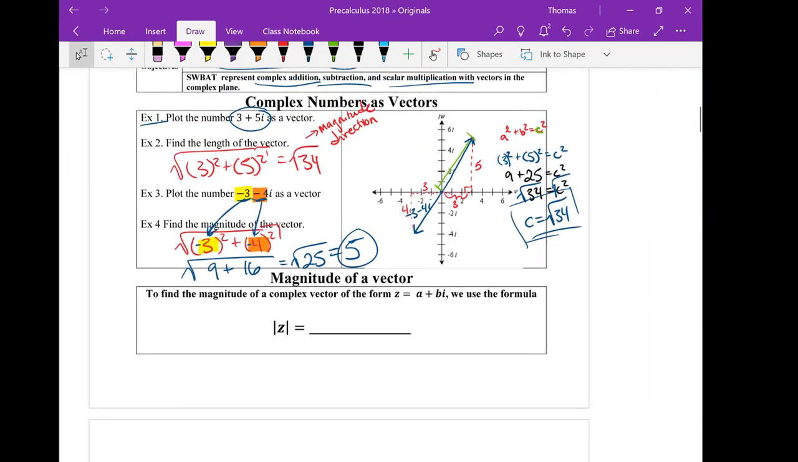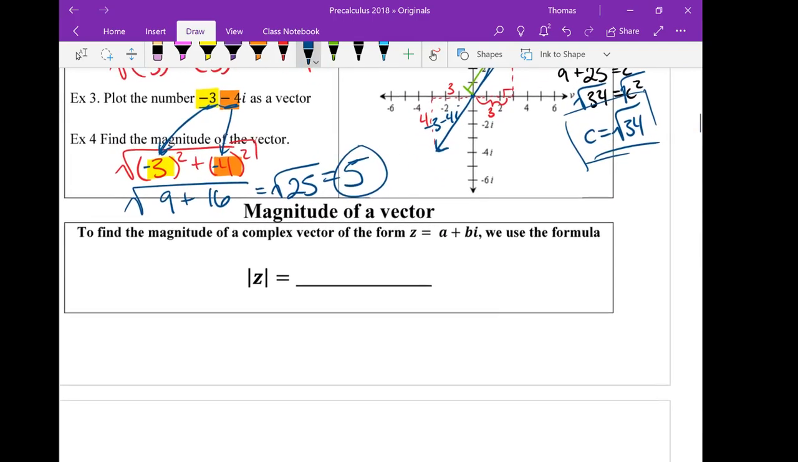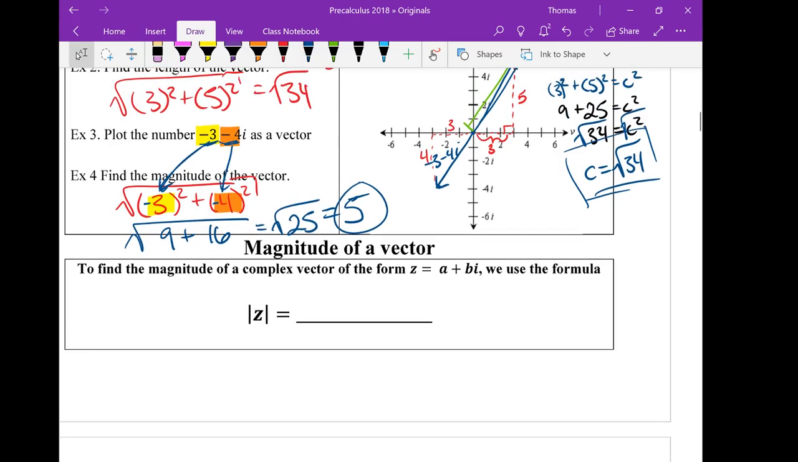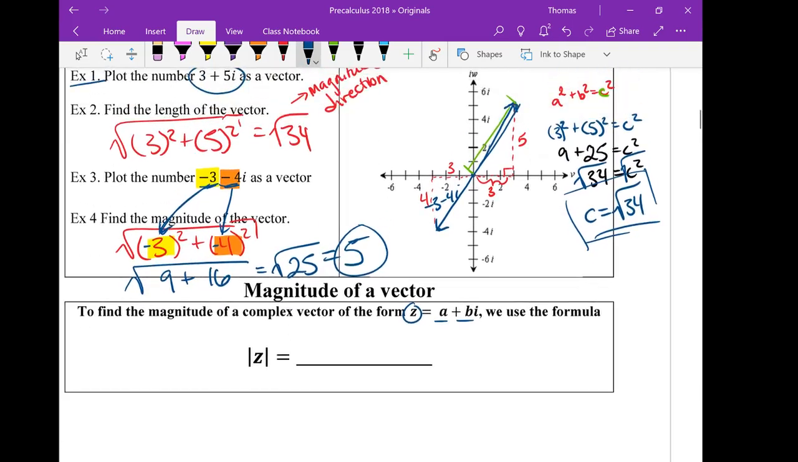So plotting vectors is really straightforward. It's really just drawing an arrow from the origin to the point, and then finding the magnitude. We have a formula now. For any vector of this form, z equals a plus bi, we can use the formula. In every case, we use the square root, and then we plug in 2 values, squared, and the 2 things we can just use are a and b. Those sort of correspond to the real and imaginary parts, or maybe the 2 sides of a right triangle, if we think of it that way.